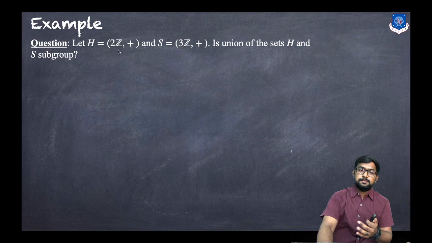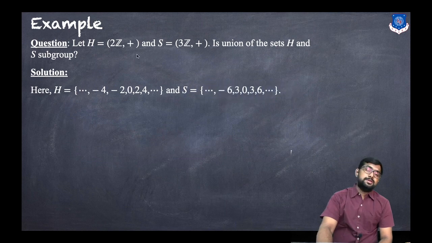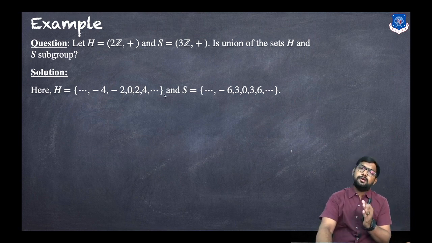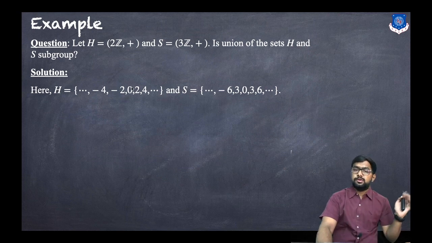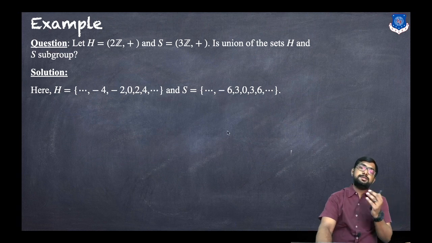Now let H equal 2Z plus and S equal 3Z plus. The question is: is the union of the sets H and S a subgroup? First let us write which elements belong to H. As you can see, it is 2Z plus, so all the even numbers will be there: 0, 2, 4 and so on, and negatives minus 2, minus 4 and so on. In the same manner 3Z, so S contains the multiples of 3: 0, 3, 6, 9, minus 3, minus 6 and so on. So H and S consist of these elements.